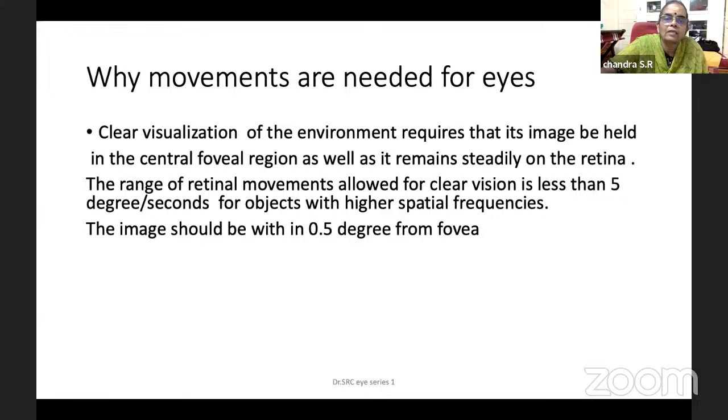So the range of retinal movements allowed for clear vision. What we mean by retinal movement is, when the image slips from the fovea, the image will slip away from the fovea and fall on the retina and scatter. So that retinal scatter, if it is less than 5 degrees per second, clarity can be maintained. More than that, clarity will not be there.